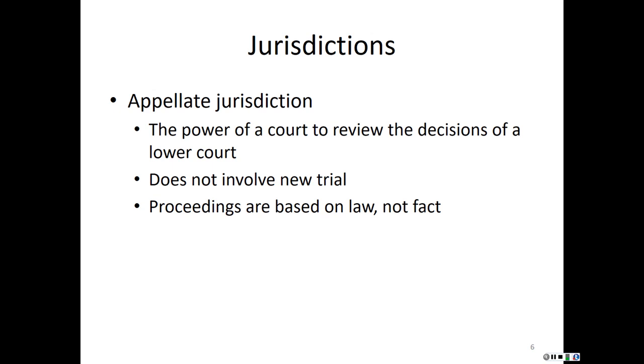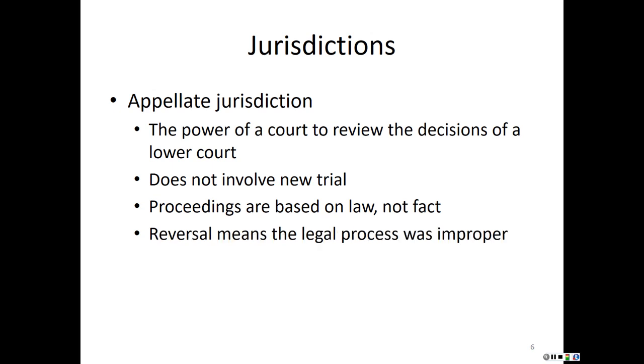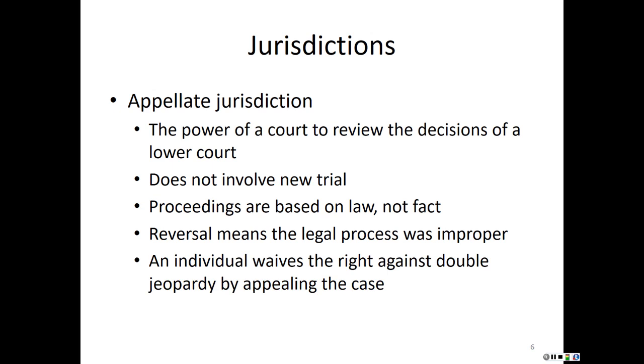What if the appellate court decides that the lower court was wrong, that they didn't follow proper procedure? Then we will see something called a reversal. The higher court will reverse the lower court decision. This reversal means that the lower court's decision was an error. It was improper. The lower court made a mistake. An individual waives the right against double jeopardy if you appeal the case. Double jeopardy is something we'll talk about in our next section.